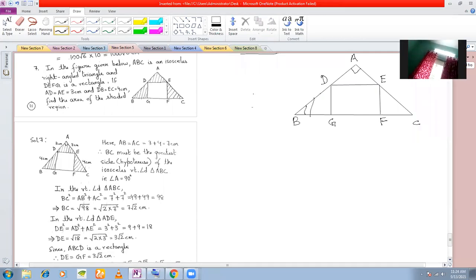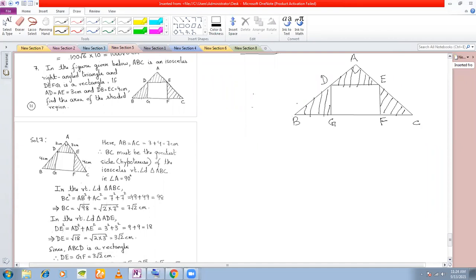You have to find out the area of this. You have to find out this shaded area. Now let's read the question.